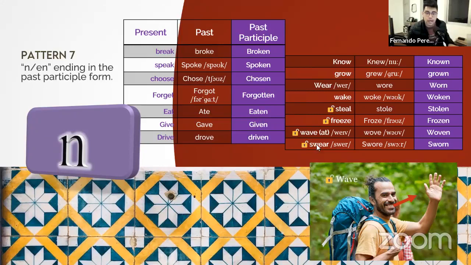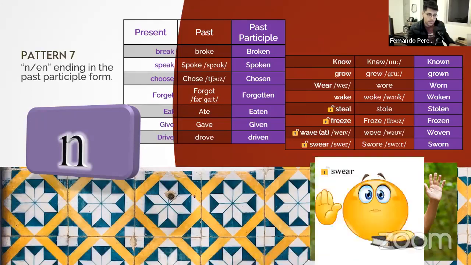And swear. Swear, swear, swear. Super important. This is the action of swear. I swear, I promise that I will study for my exam, teacher. I swear I will memorize these verbs. I swear I can have a conversation using these verbs correctly. Promise. Swear.